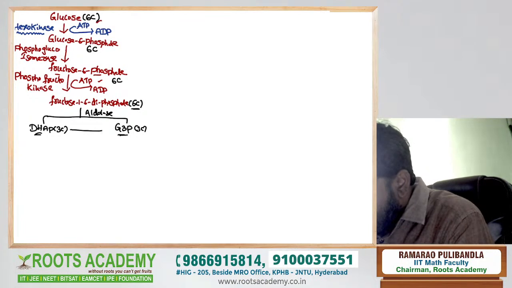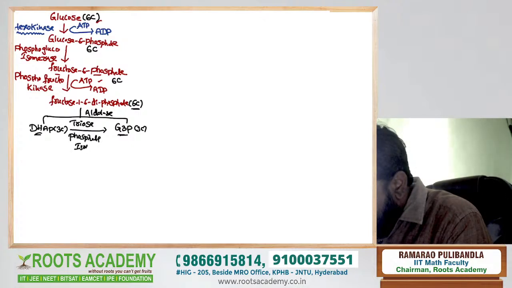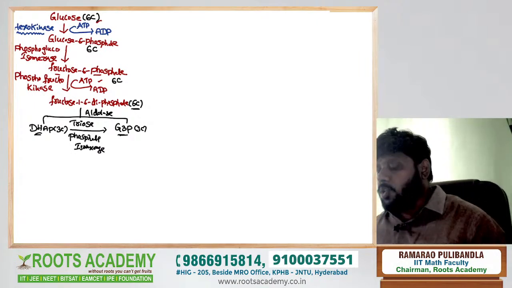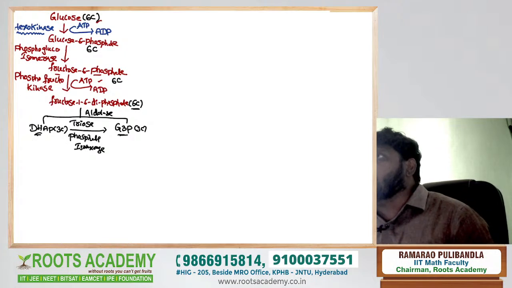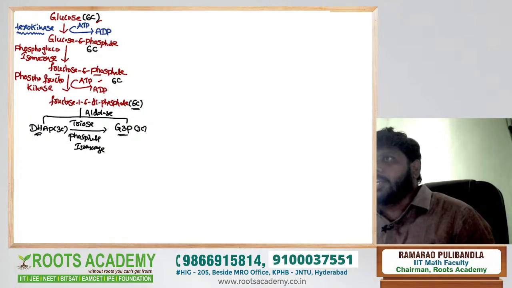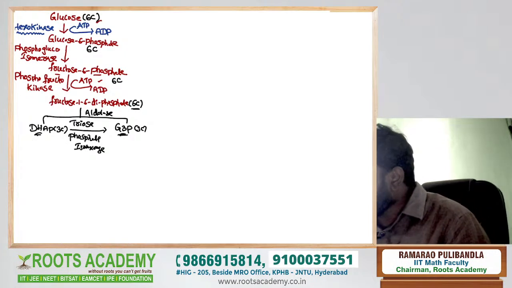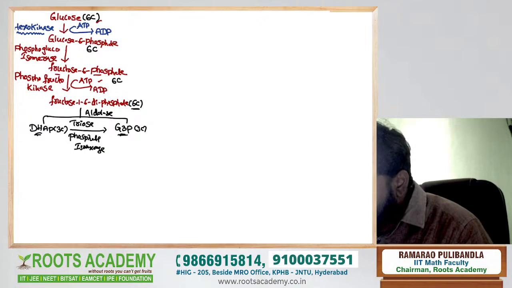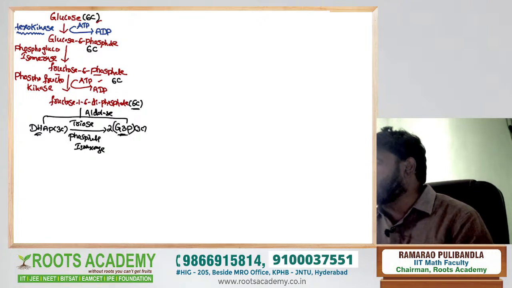dihydroxyacetone phosphate, in the presence of triose phosphate isomerase, DHAP is also converted into glyceraldehyde 3-phosphate. We already have one, what happens next? DHAP is also converted into glyceraldehyde 3-phosphate. Then how many molecules are there? 2 molecules of glyceraldehyde 3-phosphate.